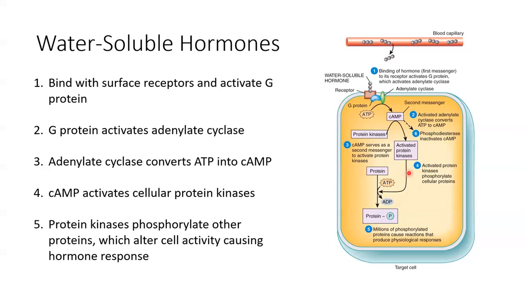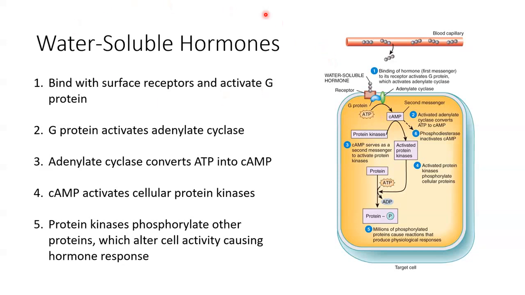This phosphorylation of the proteins within the cell then produces a variety of physiological responses which alter that target cell's activity and allow the hormone to impart its effect. Now, after a brief period, an enzyme will inactivate that cyclic AMP, so this altered cell activity is turned off, and unless a new hormone molecule binds to that receptor, that hormone will no longer have its effect.